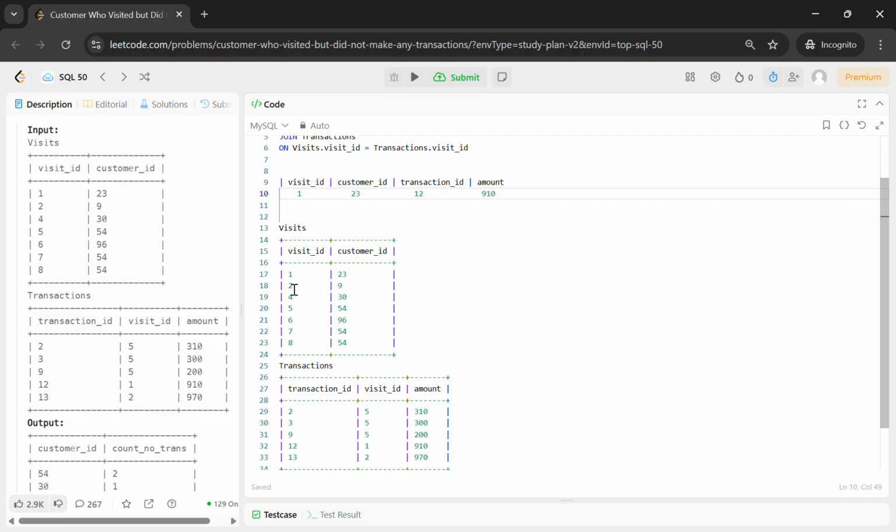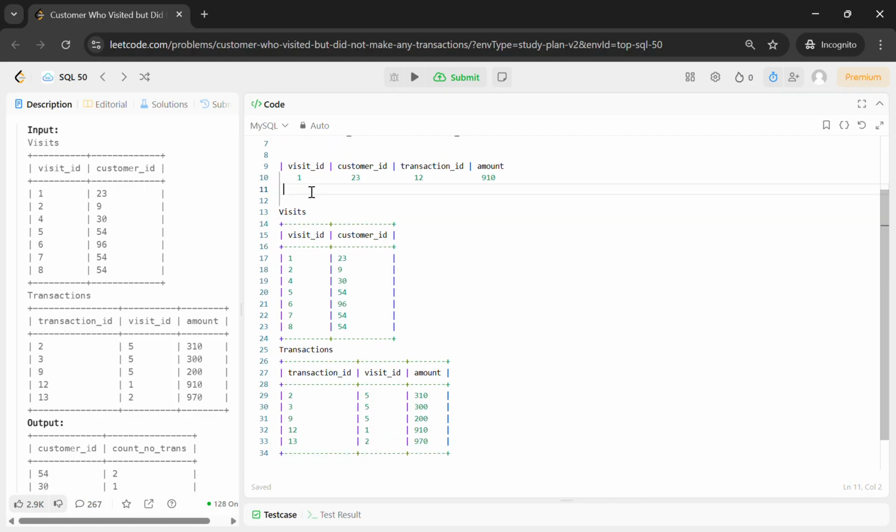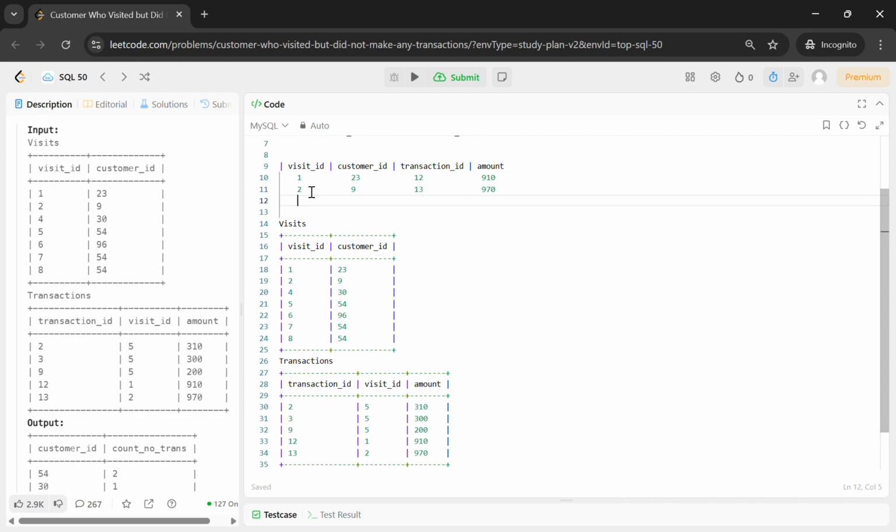In the same way, 2 is there. Yes, 2 is here also, so 2 is also a match. Visit ID equals visit ID. For 2, what is the customer ID? 9. What is the transaction ID? 13. And what is the amount? 970. Now listen carefully, okay?